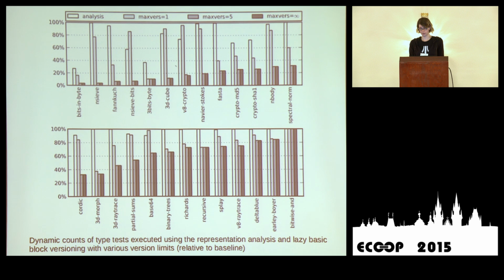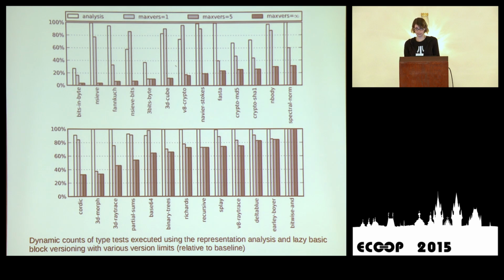So this first graph here is the relative number of dynamic type checks executed with basic block versioning compared to a more traditional type analysis. So the white bar is the traditional type analysis, and this is all relative to a version of Higgs which does not use basic block versioning. So 100% would be without basic block versioning. And then we have some bars for basic block versioning with a limit of 1 version per block, a limit of 5 versions, and no limit whatsoever.